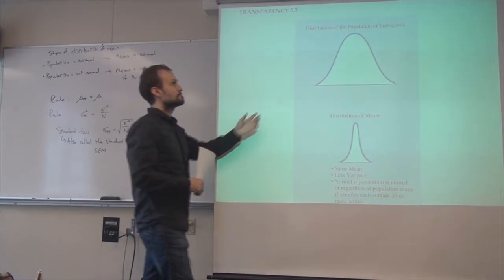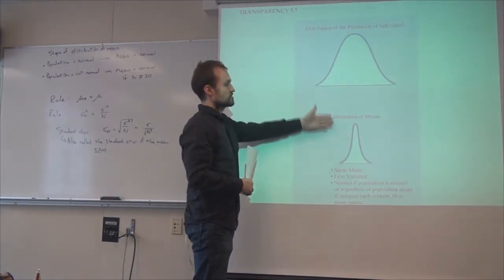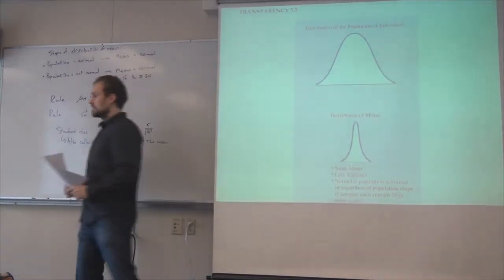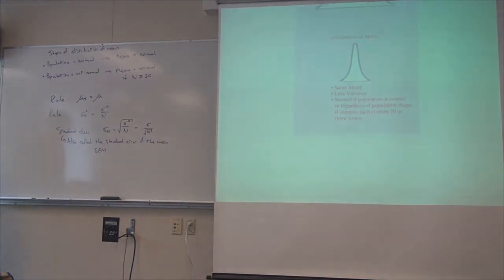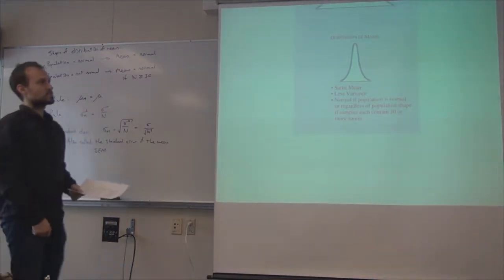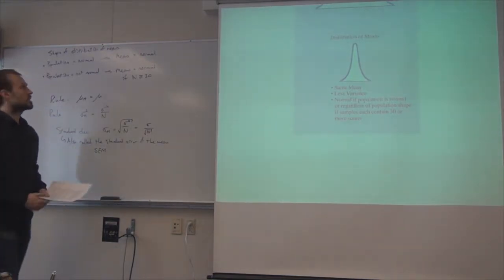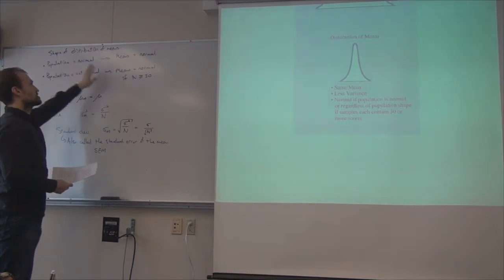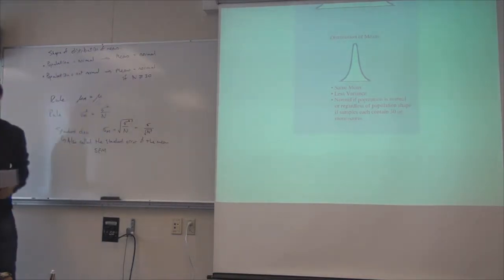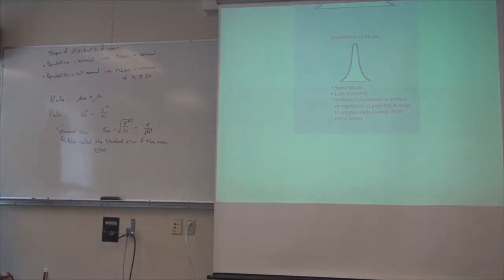So I have my distribution of individuals. It could be normal. And the distribution of means is a normal distribution. It has the same mean, it has less variance, and it's also normal as long as either the population has a normal distribution or my sample size is at least 30.